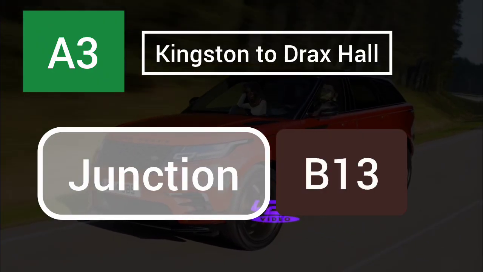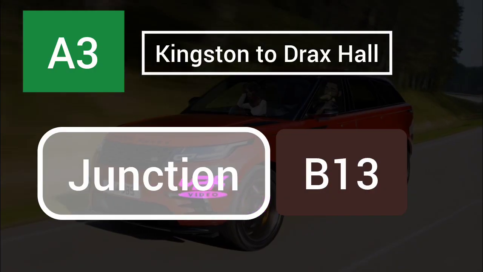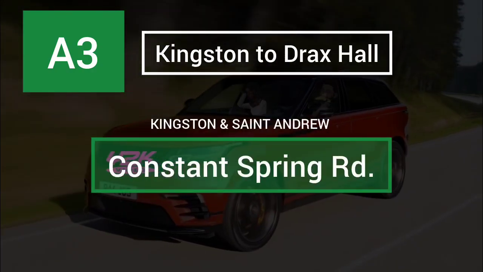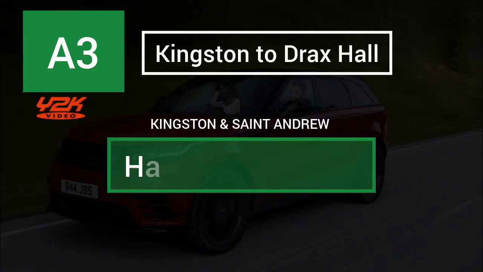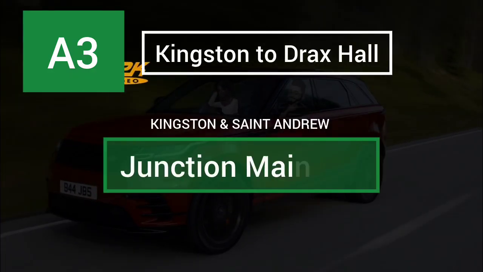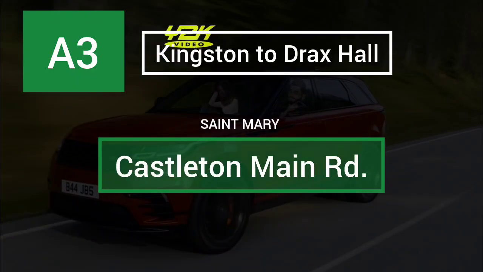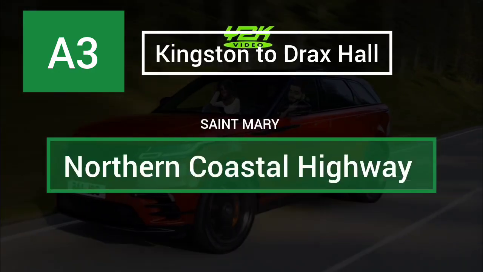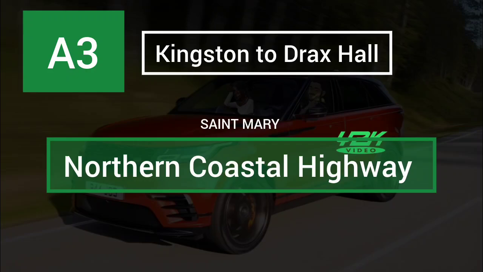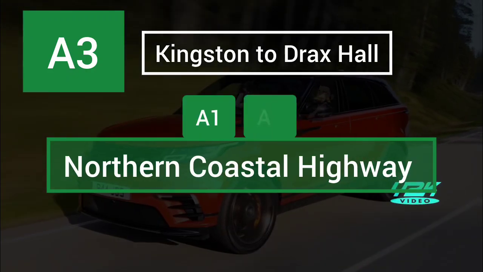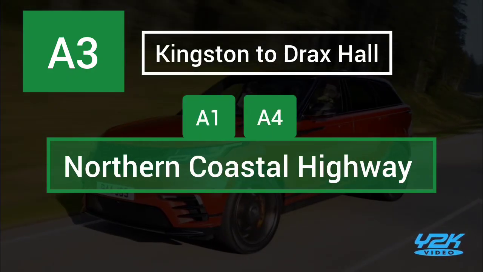Mary. Along this roadway it shares major streets and boulevards within Kingston such as Constant Spring Road, Slipe Road, Orange Street, Halfway Tree Road, and Stony Hill Main Road. In St. Mary, it is known as Castleton Main Road, and also in St. Mary, the Northern Coastal Highway, a name which this roadway shares with Route A1 in St. Ann, Trelawny, St. James, Hanover, and Westmoreland.